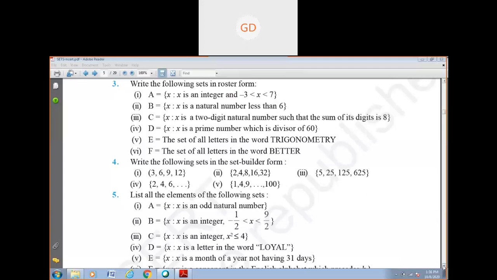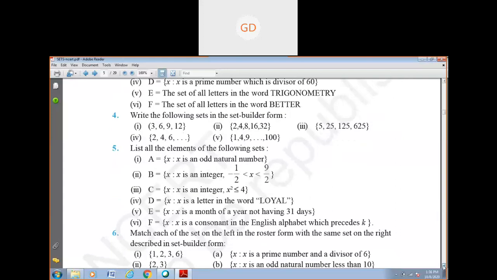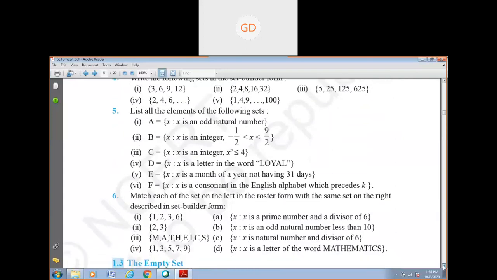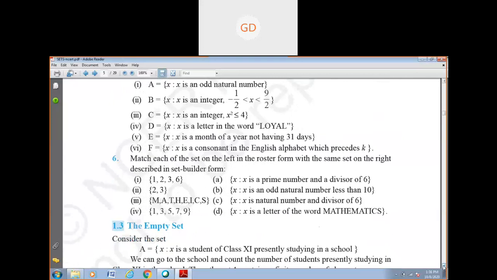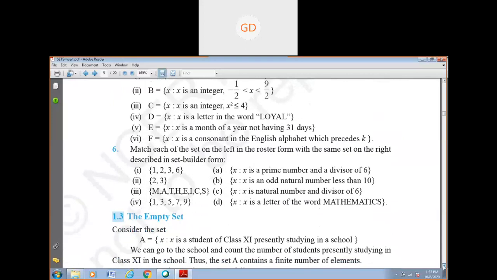So this is the way to convert from roster to set builder and set builder to roster. It's very important as a basic concept of sets, and it is just matching.